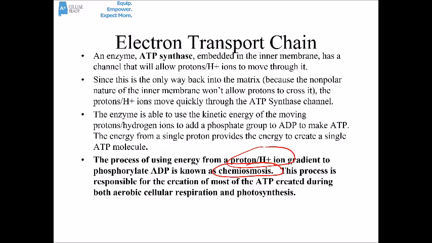So the electron carriers are oxidized, protons are pumped into that intermembrane space, and that builds up a gradient. Some of the protons shoot back into the matrix through the ATP synthase channel, and the energy from those protons is used to add phosphate groups to ADP to make ATP. This process is the most important mechanism for making ATP. Almost all of the ATP made during aerobic respiration is made during this step of the process. This process of chemiosmosis is also how ATP is created during photosynthesis.